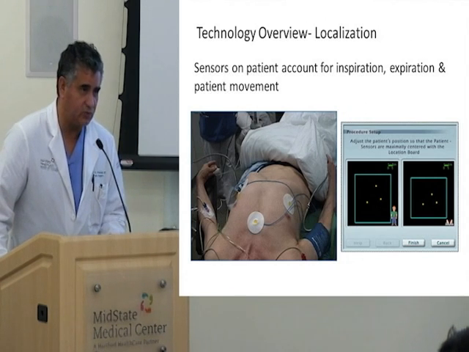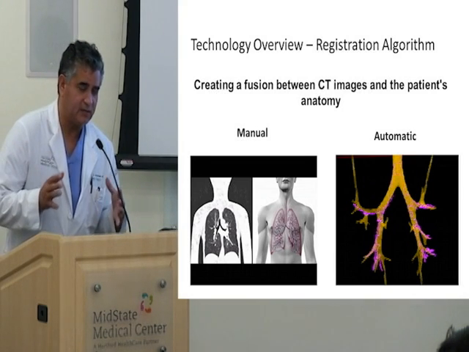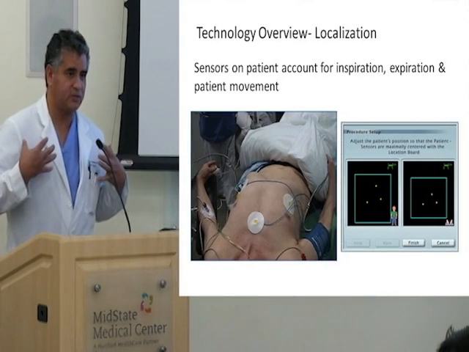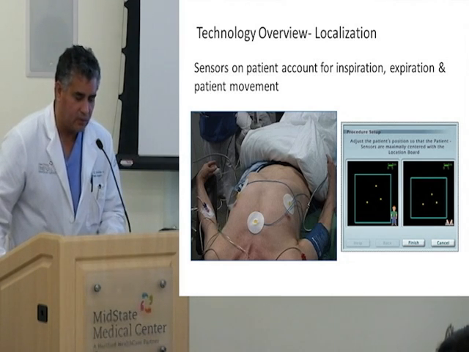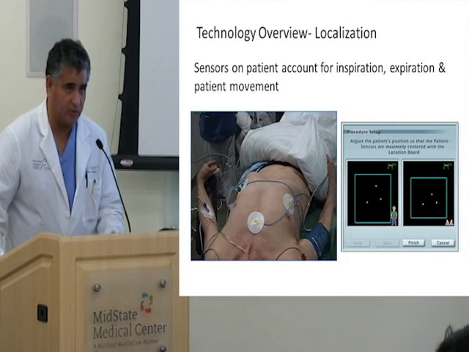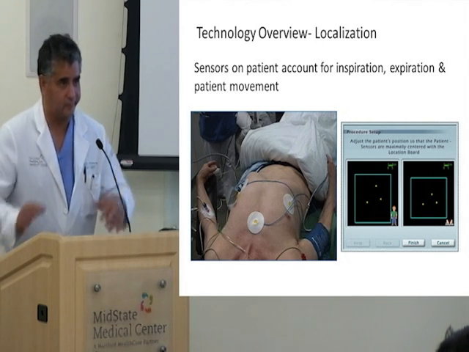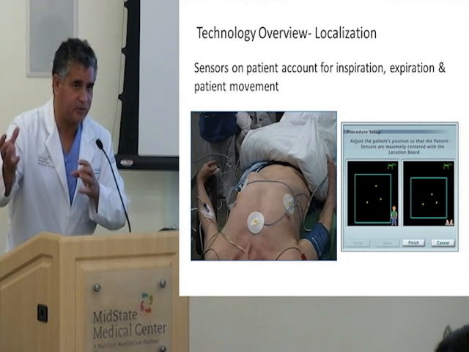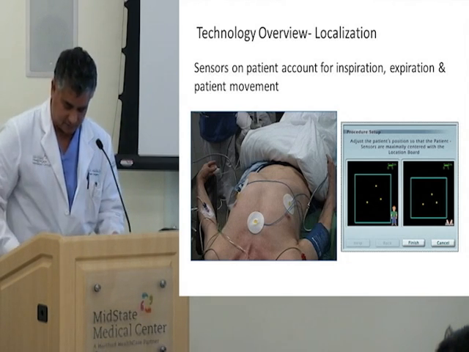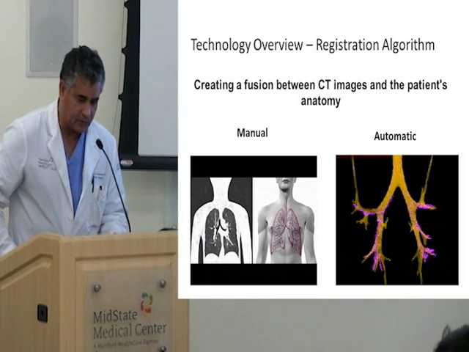First part is to do what's called a registration. So we want to basically combine the CT images with the patient's anatomy. We put these special markers on the patient's chest, which literally is a GPS system. It's an electromagnetic field that surrounds the patient's chest and hybridizes that information to the information on the CT scan. And that generates the pathway.